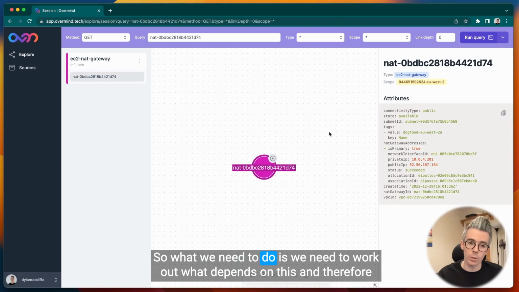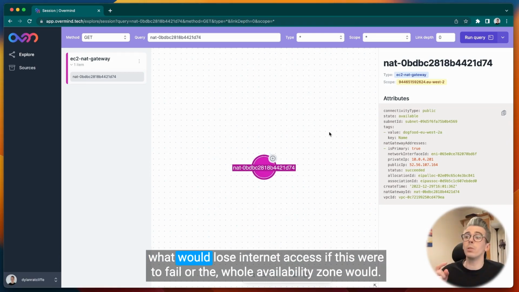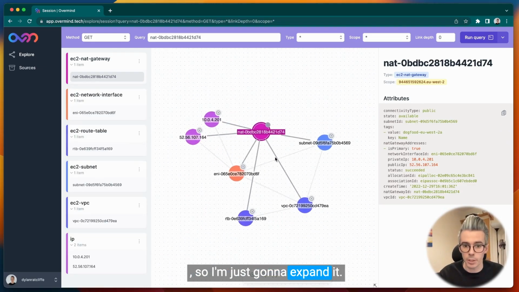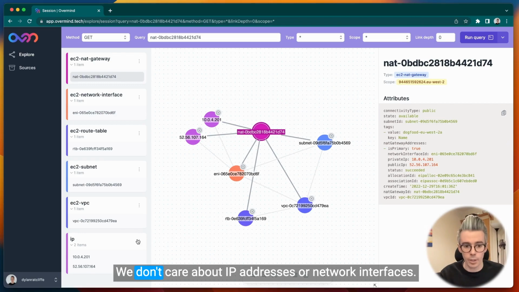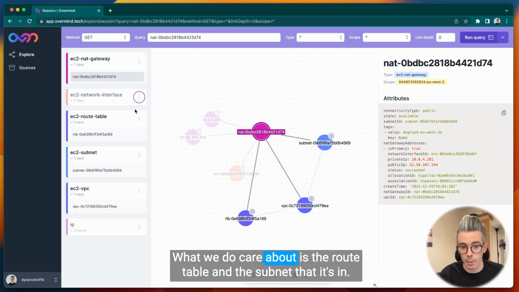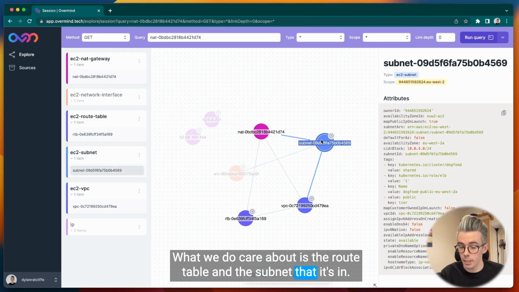So what we need to do is work out what depends on this, and therefore what would lose internet access if this were to fail, or the whole availability zone were to fail. So I'm just going to expand it. There are a few things here. We don't care about IP addresses or network interfaces. What we do care about is the route table and the subnet that it's in.